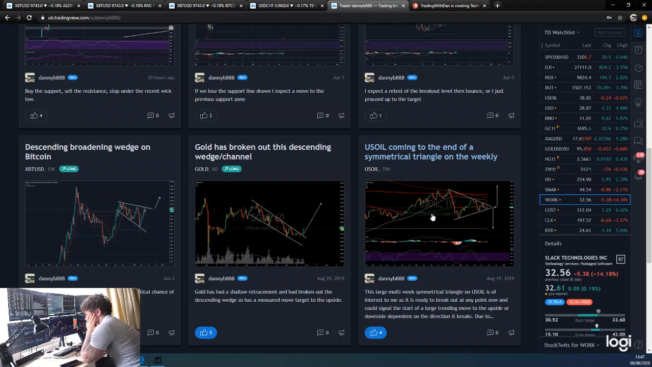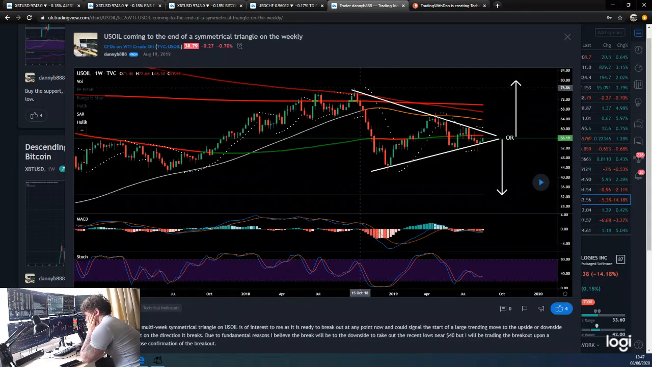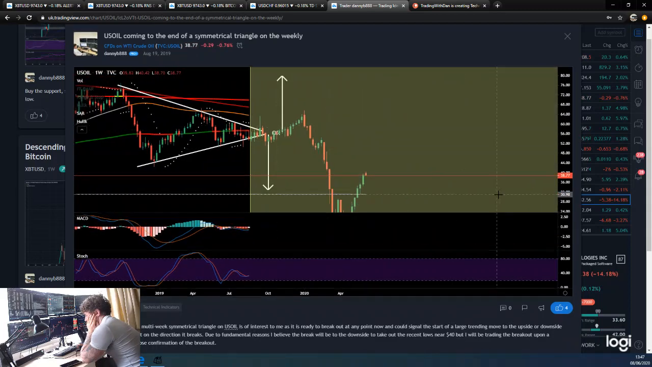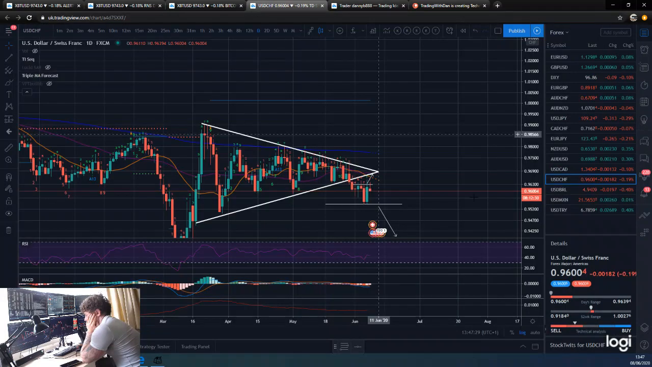Let me just show you something real quick where we saw this before. We saw this in oil. We had a tightening triangle formation, and then what you often get is a breakout one way and then a fake out and back the other way, and it's what we had in oil. Look, we had the move slightly upwards and then bang downwards. So that's what I'm kind of expecting here.